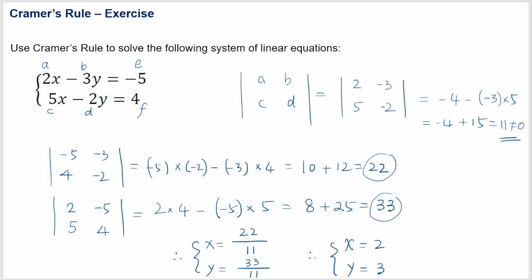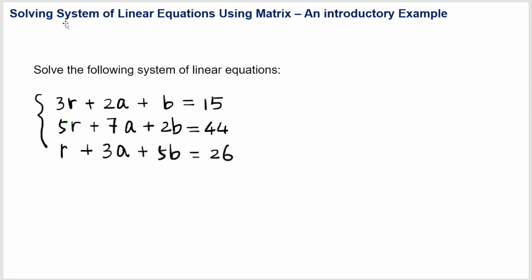Alright, next let's have a look at the next key concept, which is to solve system of linear equations using matrix method. Again, let's use this example to illustrate the nature of this method. So let's consider this system of three linear equations: 3r plus 2a plus b equals 15, 5r plus 7a plus 2b equals 44, r plus 3a plus 5b equals 26. So basically we have three linear equations and three unknown variables, r, a, and b, right?